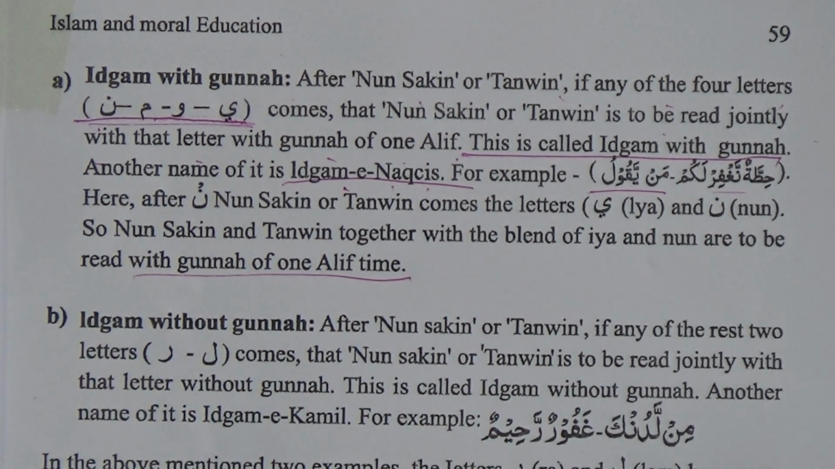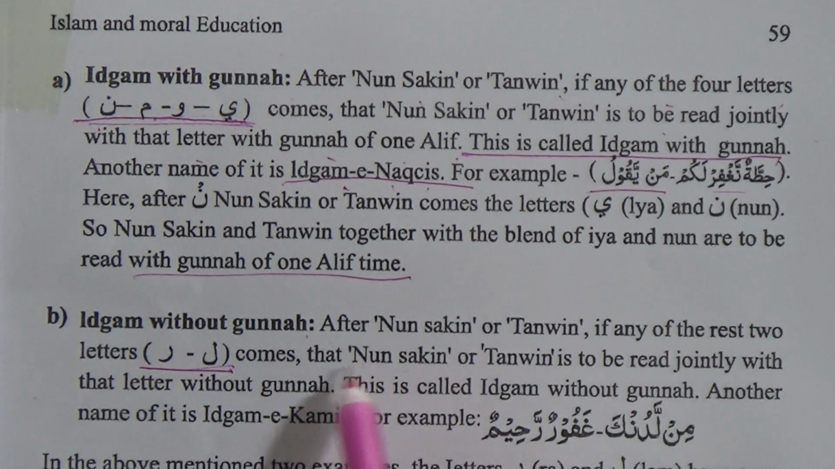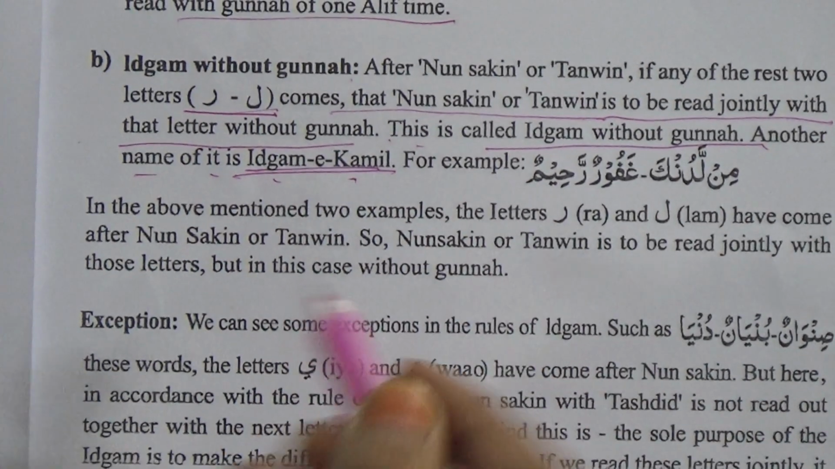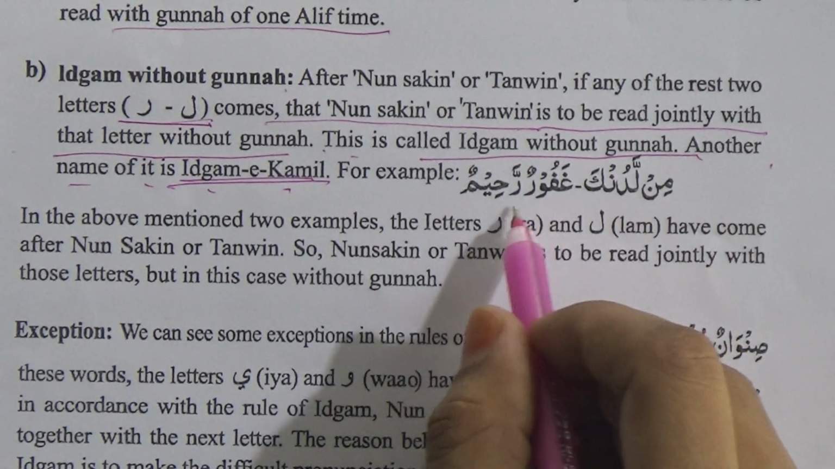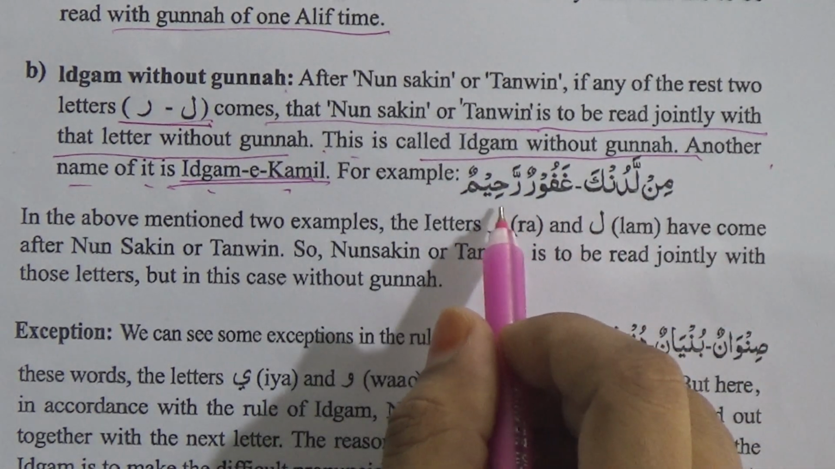Now Idgham without Gunna. Here are two letters of Idgham, Lam and Ra. If either of these letters comes after Noon Sakin or Tanween, you have to read it jointly with that letter without Gunna. This is called Idgham without Gunna. Another name of it is Idgham Kamil. For example, min ladunka ghafurur rahim. So here is no Gunna. Min ladunka ghafurur rahim.